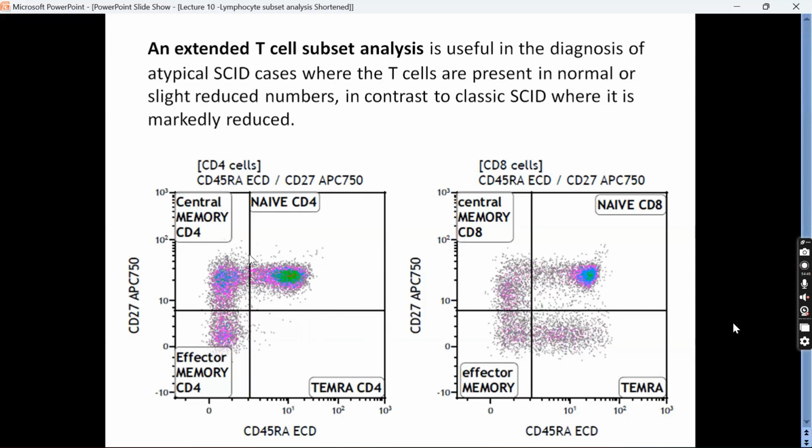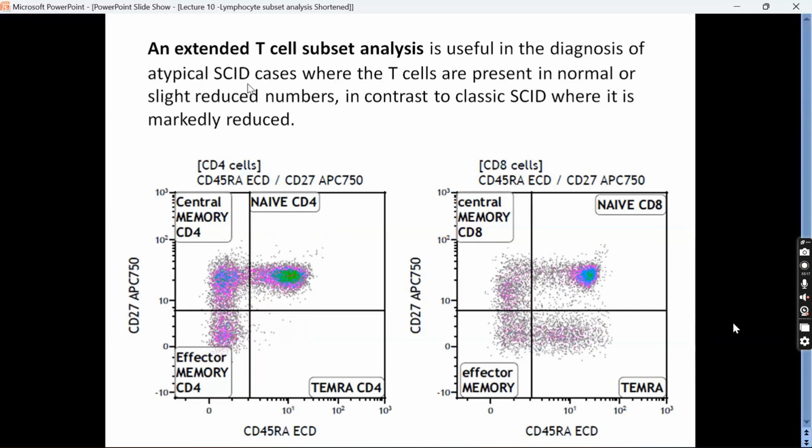Okay, for example, when you have a good CD3 count, say 1200 or something, and when you do a naive and memory analysis like this, you find that only some 50 cells are in the naive, and the remaining cells are distributed between the central memory, effector memory and the differentiated cells. Then that is evidence of leaky SCID. Okay, it's evidence of combined immunodeficiency. That is the reason why I'm telling you about naive cells. Okay, so extended T cell subset analysis is useful for diagnosis of atypical SCID cases.